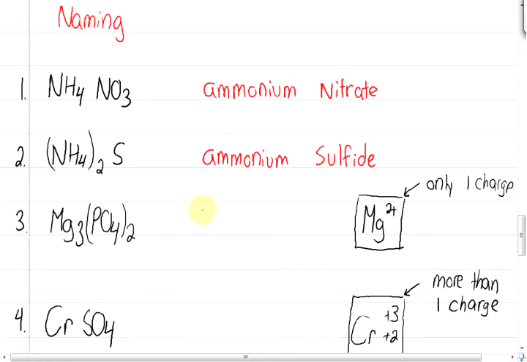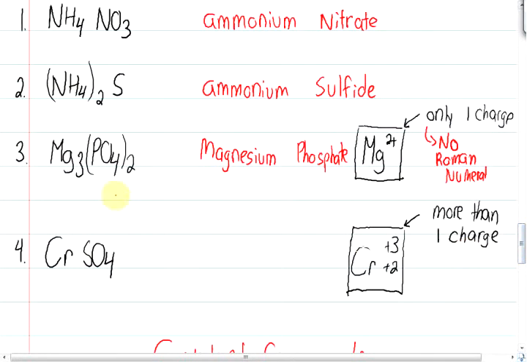My next example, number 3, is magnesium. And PO4 I can find from the back of the table, which is phosphate. Magnesium has only 1 charge, so you need no Roman numeral. So don't add anything to the middle of magnesium. Okay, even though there's a number 3, that is from the phosphate. That is not a Roman numeral.